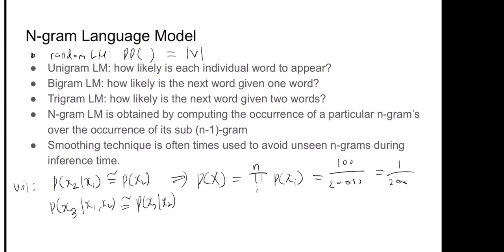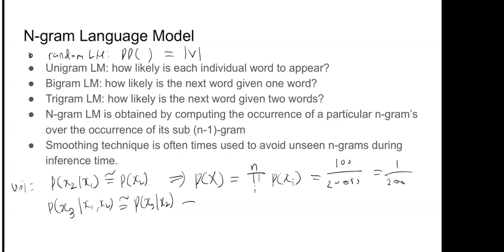So that's how you would create the bigram LM. And of course, in that case, you're just counting the number of unigrams of x2. So this is just the count of the bigram x2, x3 over the count of x2. And this was the bigram case. So hopefully you can easily generalize to n-gram language model.